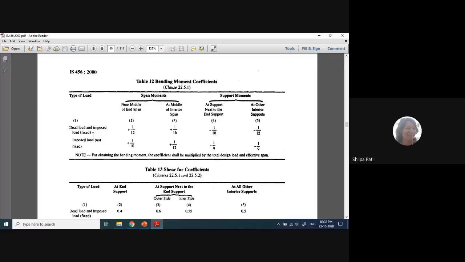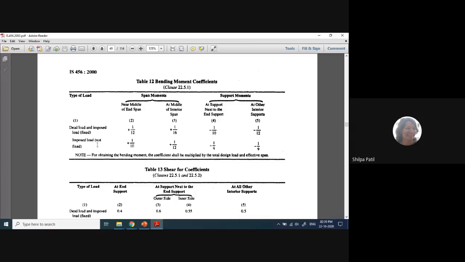Or suppose in a living hall you have manufactured and erected a cupboard, or some furniture resting on your slab, which is of fixed nature. We cannot move it. If I want to move it, I have to break it first. That kind of load comes under imposed load of fixed nature. In other words, a load of furniture which is fixed, not movable, comes under this type. So the first value is for dead load and imposed load of fixed nature.